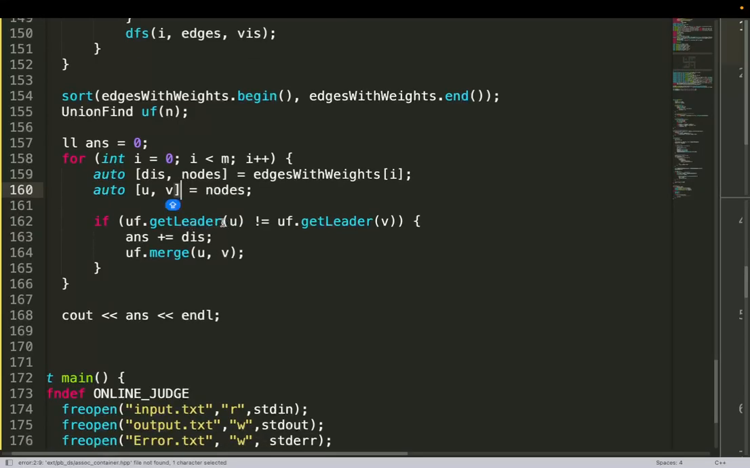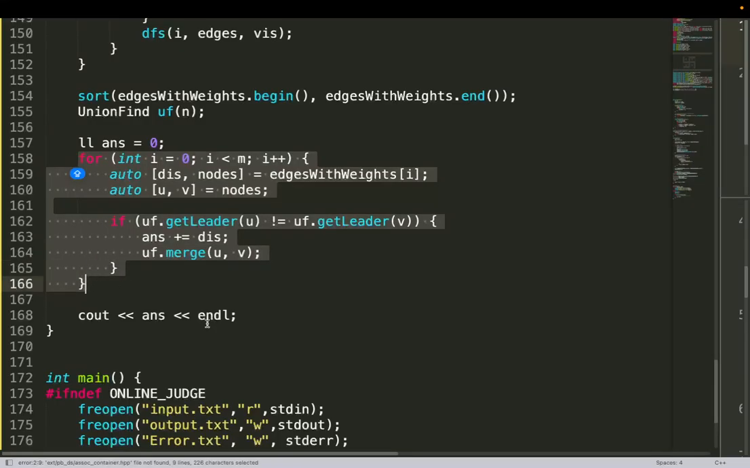Now, if the leader of U and the leader of V are not the same, I am simply merging them and adding the edge weight to my answer. If the leader was the same, what does it mean? It implies that the two nodes U and V belong to the same component, and in that case, I am not adding that edge weight to my answer. So if the leaders are not the same, I add my edge weight to my answer and also merge these two nodes U and V. So now U and V will belong to the same component.